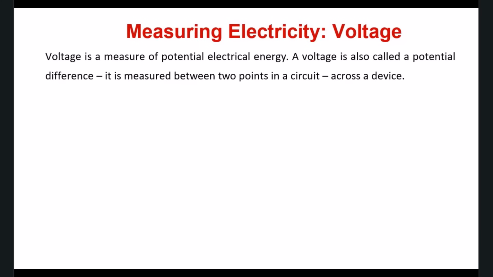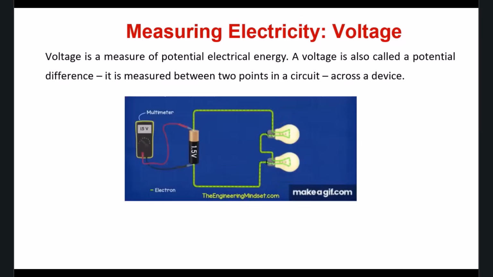And voltage is a measure of potential electrical energy. A voltage is called a potential difference. It is measured between two points in a circuit across a device. Let's understand the concept of measurement of the voltage by the diagram.